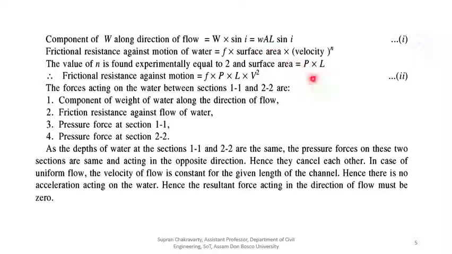The surface area is given by P into L, that means the perimeter into the length. The water is touching the channel on all the sides, so we find the perimeter, and we have some length L. So P times L will give us the surface area. Hence the frictional resistance equation becomes f P L V squared.